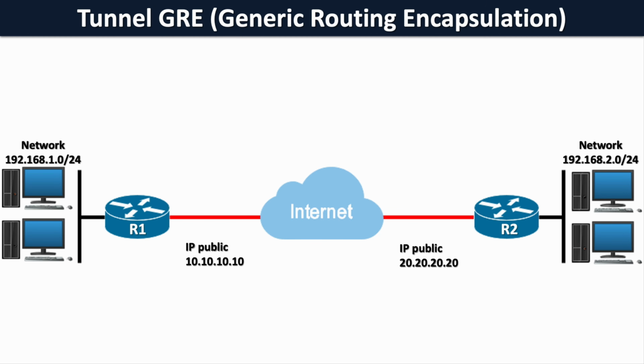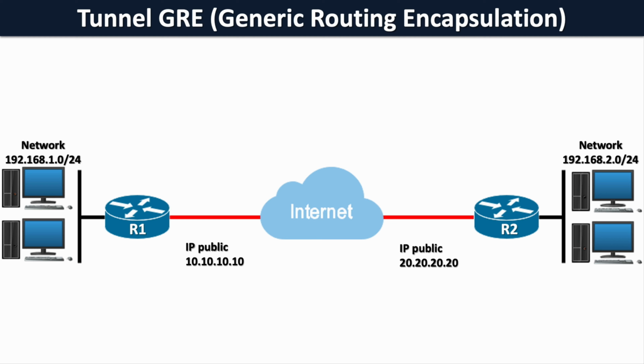Tunnel GRE, generic routing encapsulation. We will now talk about the GRE tunnel. It is an encapsulation process that allows any network layer protocol to be carried in packets that are themselves from the network layer. That is to say, we can very well encapsulate IPv6 in an IPv4 packet so that two remote IPv6 networks can communicate. On this topology, we have two private networks, which are geographically distant. If we want to interconnect these two networks, well, there are two possibilities.